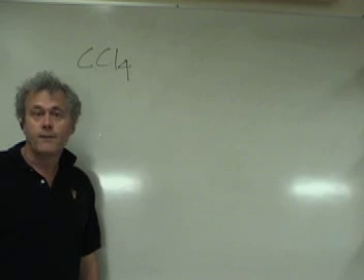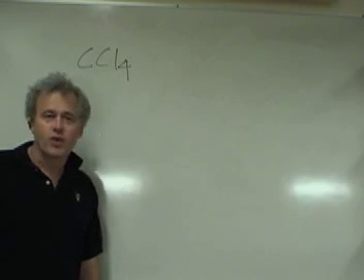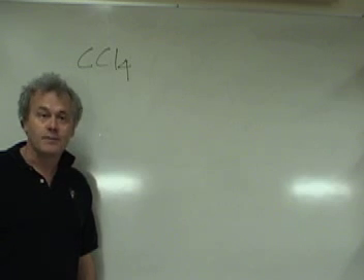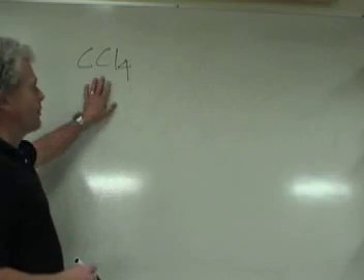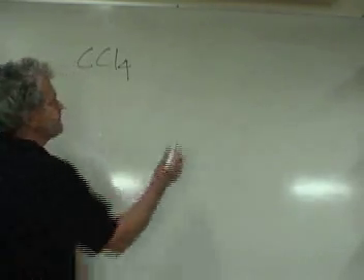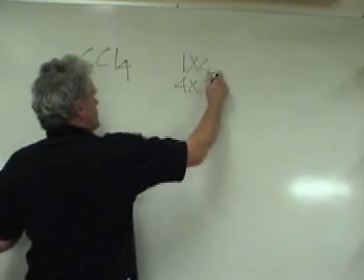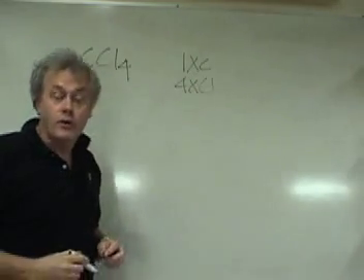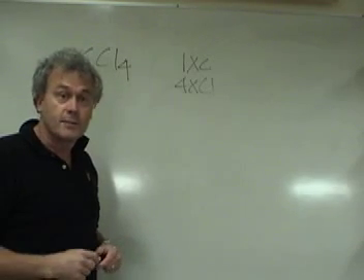So, the first thing that we need to do is figure out how many valence electrons each of the atoms in this formula are providing. In the formula, we've got 1 carbon atom, 4 chlorine atoms. I'm going to use a periodic table to figure out how many valence electrons each of these atoms is providing.